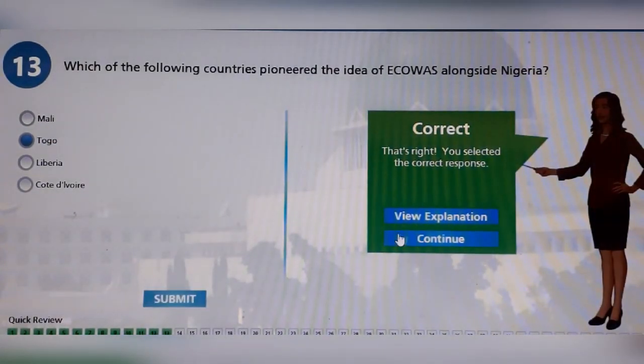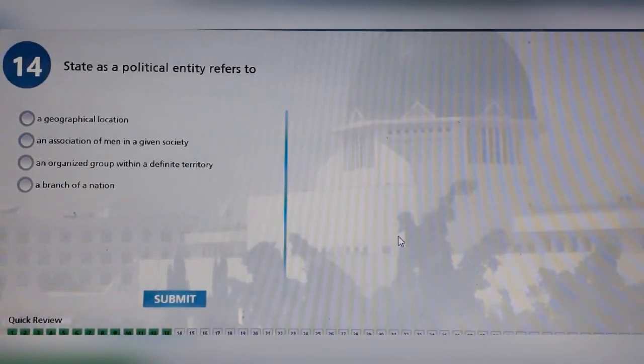Let's move over to number 14. Number 14 says, state as a political entity refers to A, geographical location, B, an association of men in a given society, C, an organized group within a definite territory, and D, a branch of a nation. The option that best suits state as a political entity is option C, an organized group within a definite territory. These other options do not fit. So our correct answer is option C.